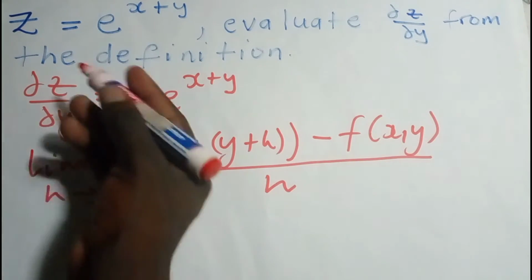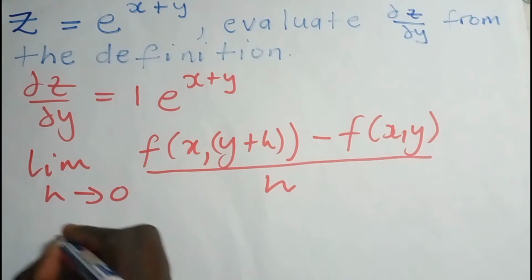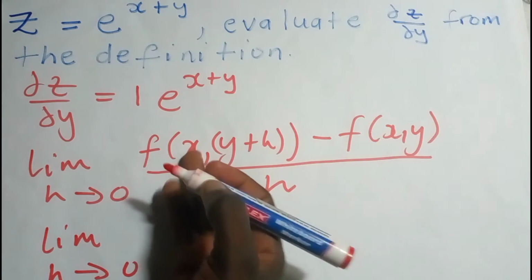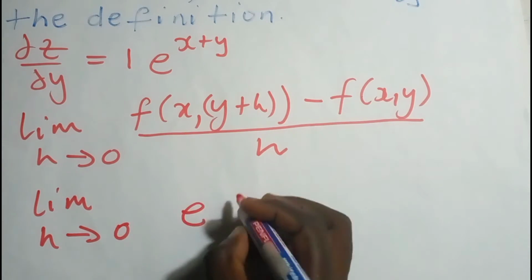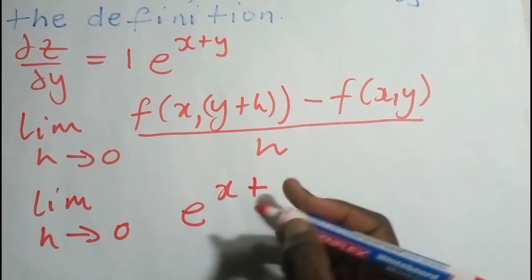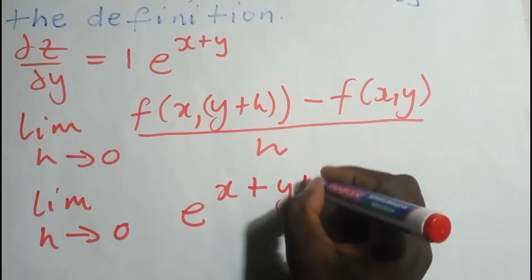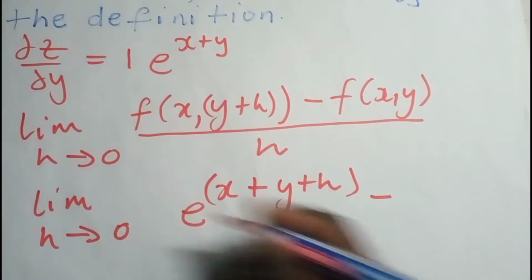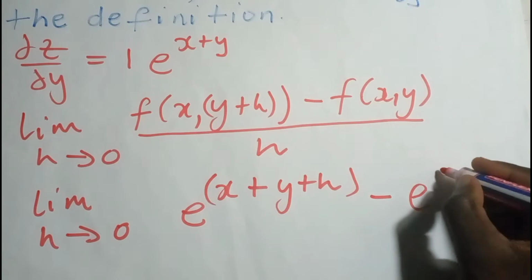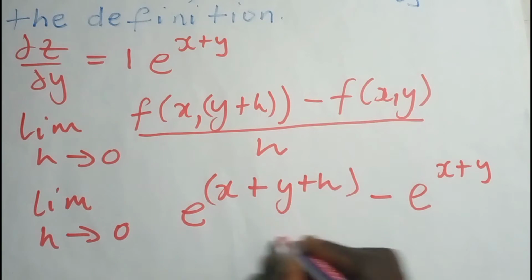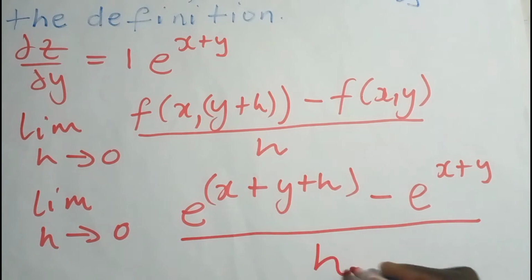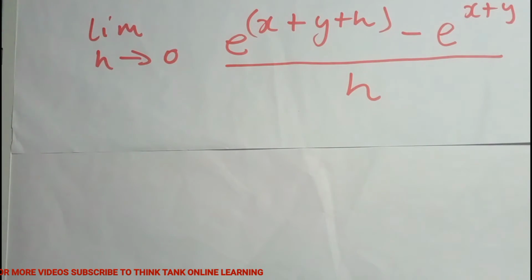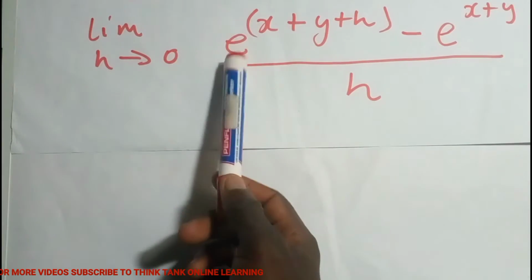Okay, so if we do that, we're going to say the limit as h approaches 0 of e to the power x plus, instead of y, we're going to say y plus h, minus f of xy. So this is z of xy, so I'm going to say e to the power x plus y, divided by h. Okay, so unfortunately we can't divide e to the power h by h.